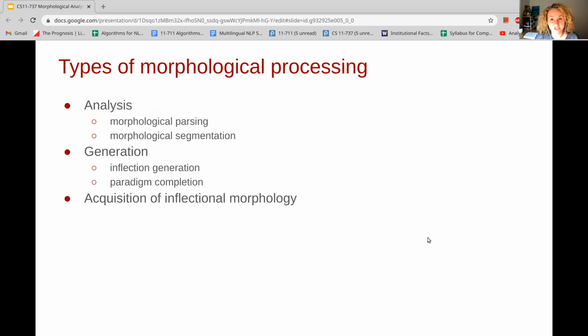And because of these challenges, we do morphological processing and incorporate morphological knowledge into models explicitly. So what are the types of morphological processing? First, morphological analysis, and we can talk about morphological parsing or morphological segmentation. The second is related to generation, and the task can be inflection generation or full paradigm completion. I will show an example later.